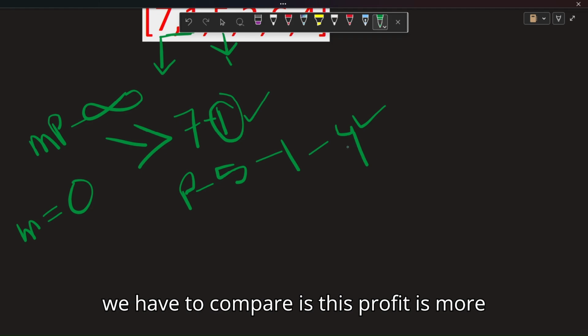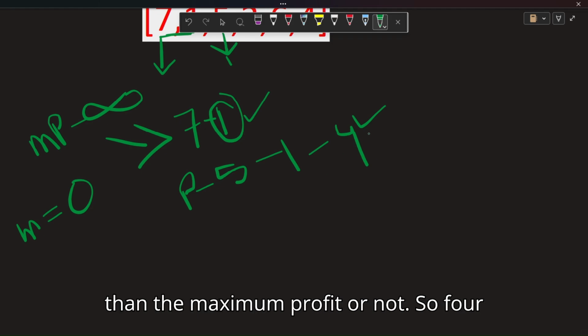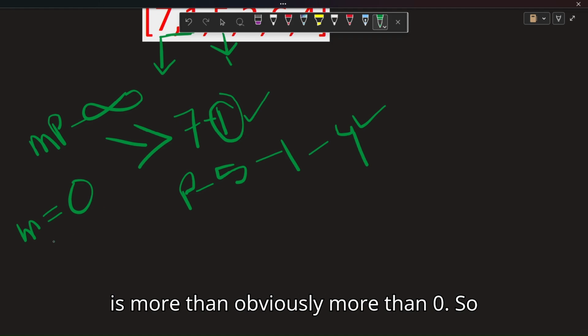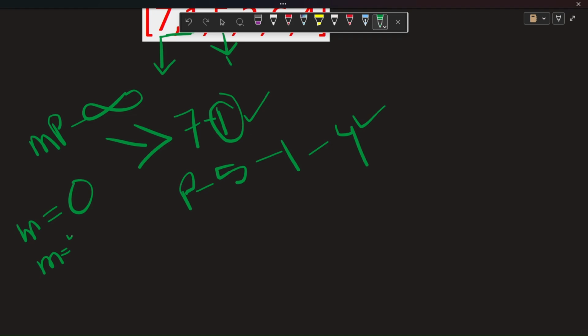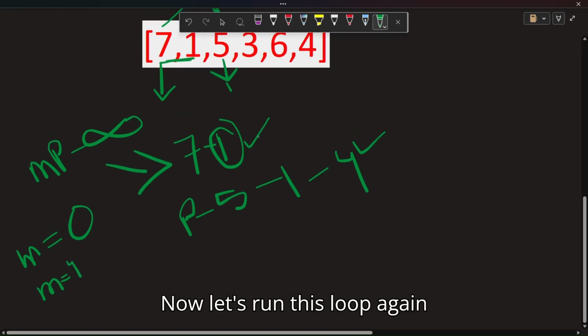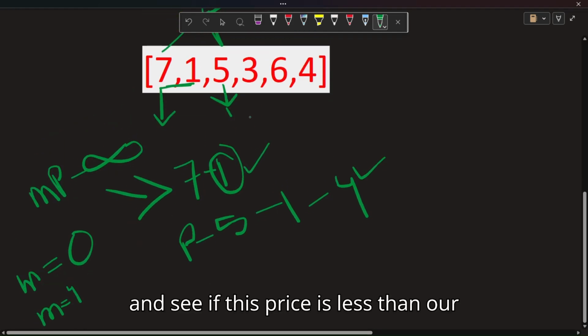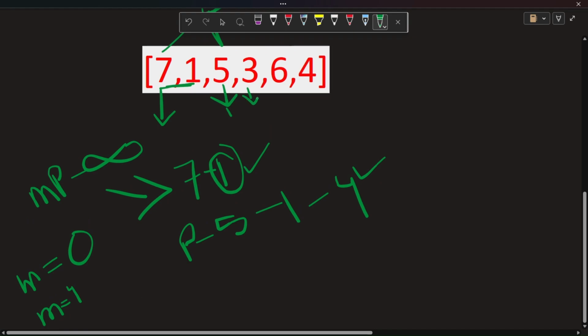And now we have to compare, is this profit more than the maximum profit or not. So 4 is obviously more than 0. So now our new maximum profit is 4. Now let's run this loop again and see if this price is less than our minimum price or not.